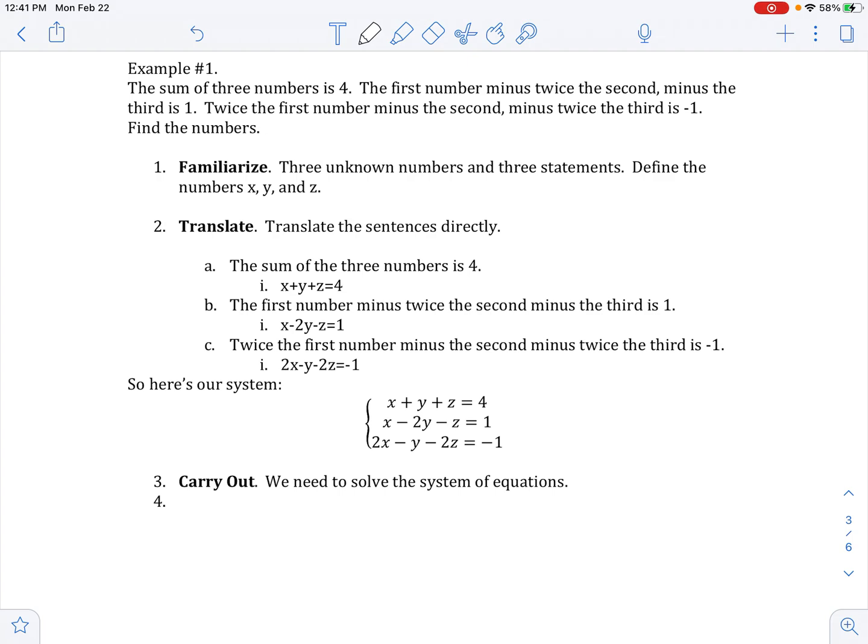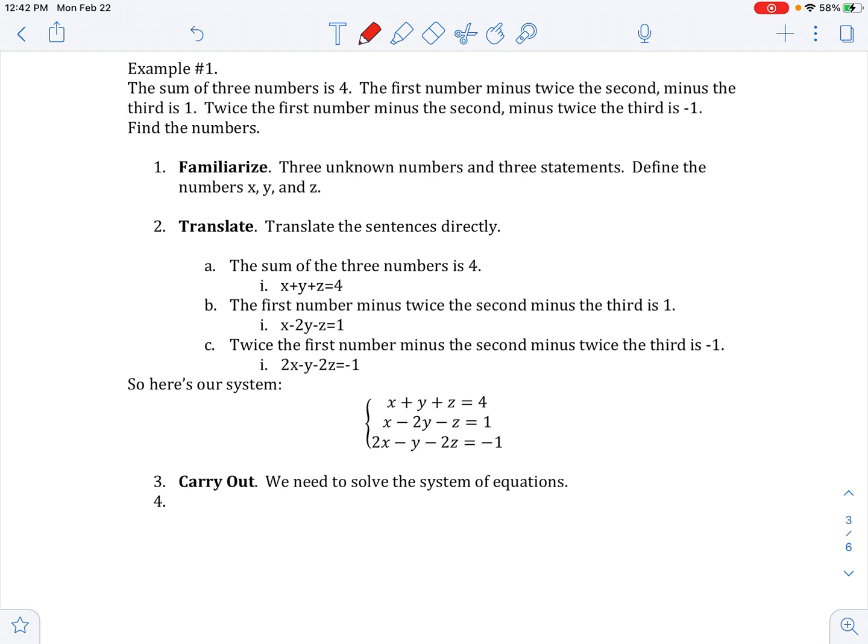Let's look at an example here of a classic word problem. The sum of three numbers is 4. The first number minus twice the second minus the third is 1. Twice the first number minus the second minus twice the third is -1. Find the numbers.